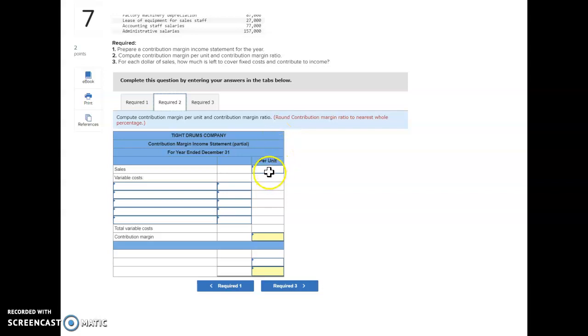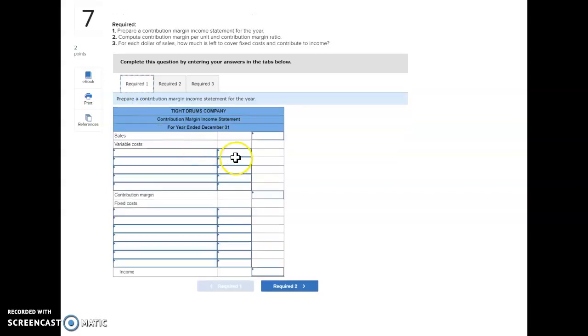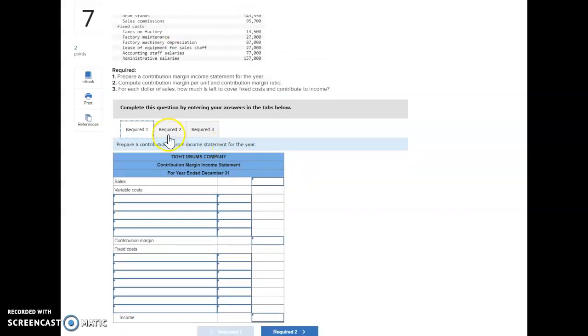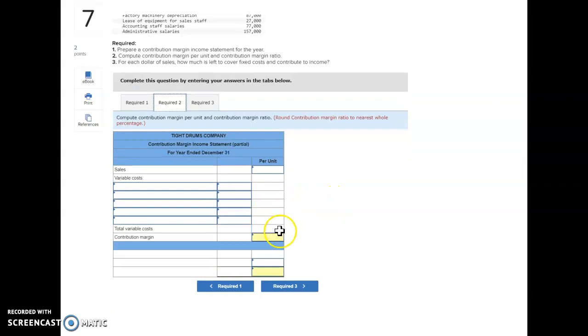Okay, so we need to get our sales per unit. You're given the selling price per unit. For your variable cost per unit, we're just going to take the amounts that you listed here and divide by the number of units you're told in the information. So that gets you to your contribution margin. And then your contribution margin ratio is just contribution margin divided by sales, right?